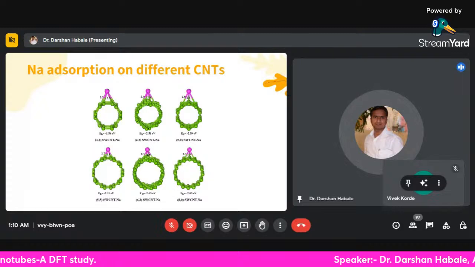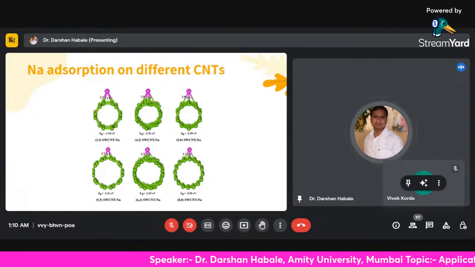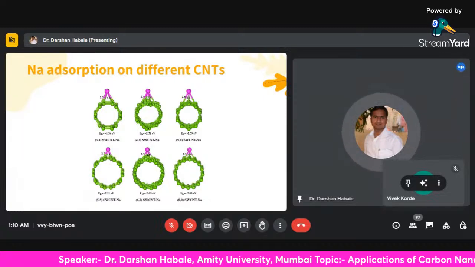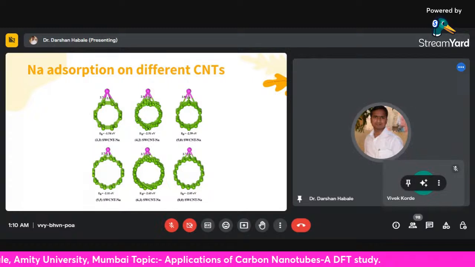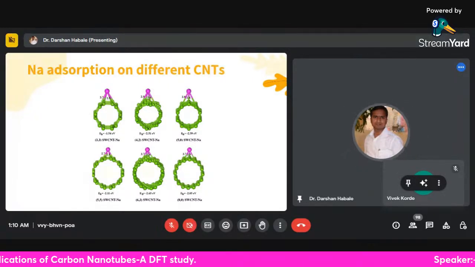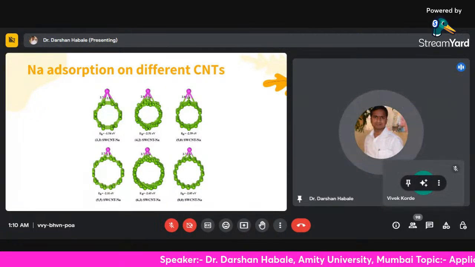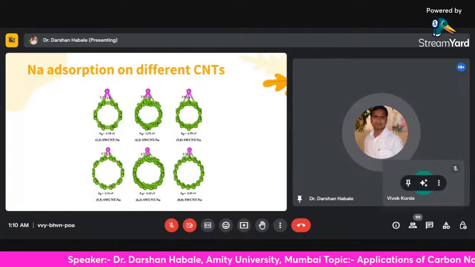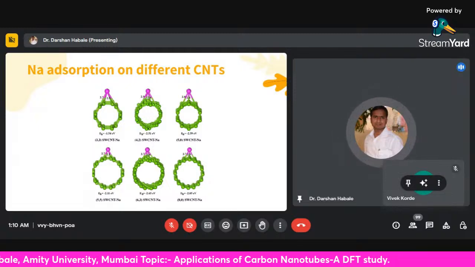And also there is a variation in the binding energy. It's mentioned EB is minus 1.54. This is the binding energy of a sodium atom. That can be calculated as the binding energy of the total system minus the binding energy of the pure carbon nanotube and the binding energy of the sodium atom. That gives the binding energy for this sodium atom on this carbon nanotube. It varies from minus 2.51 to a minimum of minus 1.5. So minus 2.5 to minus 1.5 is the range of binding energy for all different types of nanotubes.